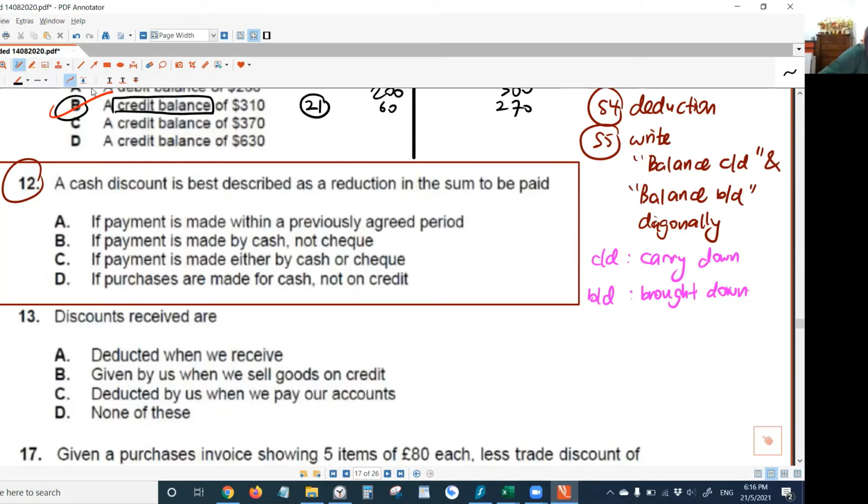What is your choice? This is simple and straightforward. Very easy question. Yeah, the answer is A. So must remember, cash discount has nothing to do with cash at all, but it's about the discount that you give if the customers who owe you money settle within the time period given.